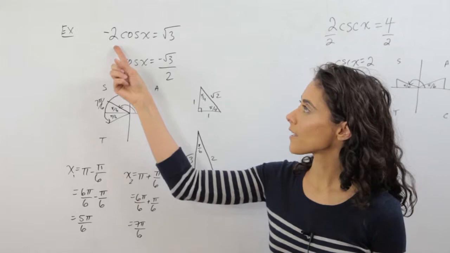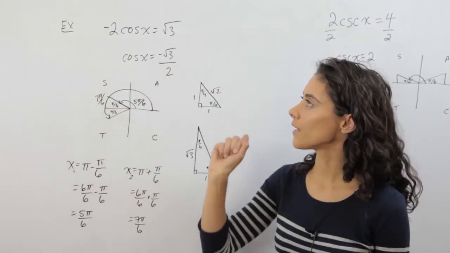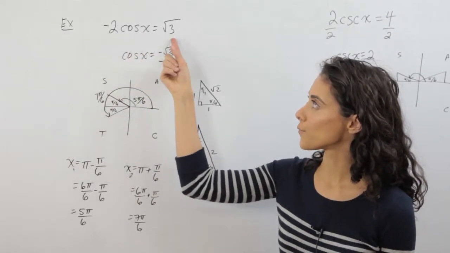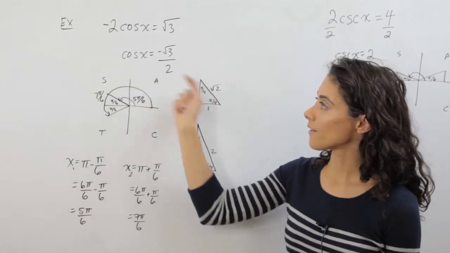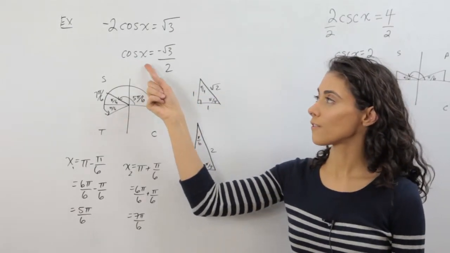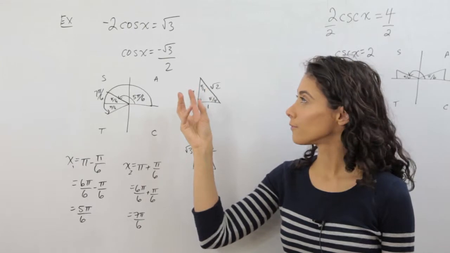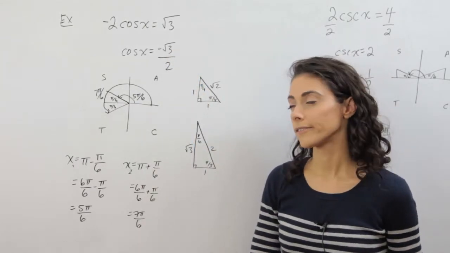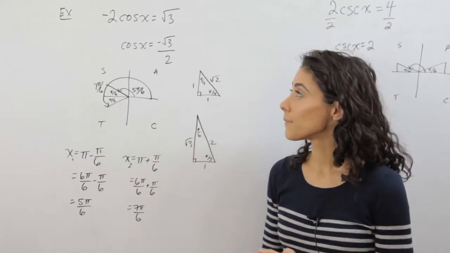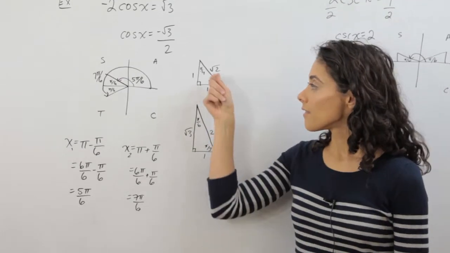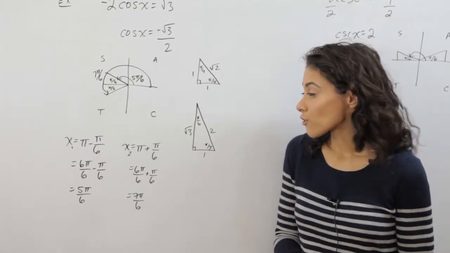If this said negative 2w equals root 3, in order to isolate for this, you would divide both sides by negative 2. And that's what I've done. In simplifying, we get cos of x equals negative root 3 over 2. This ratio should look familiar. We don't want to plug this into our calculator because we can get an exact value. This is one of the ratios that results from my special triangles.